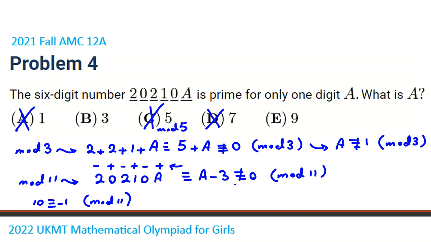So by this case, we can reject which choice, 3 or 9? 3, because 3 minus 3 is 0 mod 11. So here, because of 11, we rejected 3. In one case, this one is left. Okay?